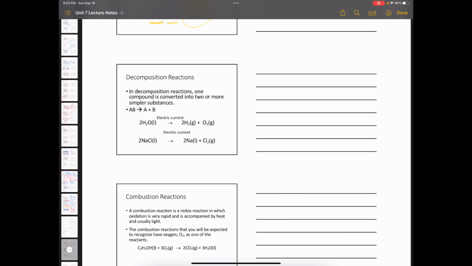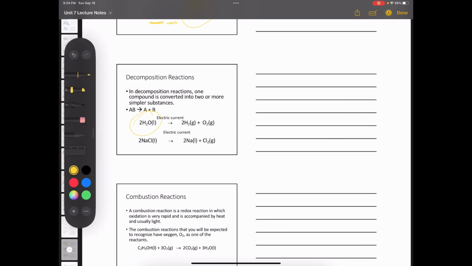Decomposition reaction, it's basically the opposite of combination reaction. When you have one compound, it's converting into two or more simpler substances. So you'll always start with one reactant and you will end up with two or more products. Okay? So for example, when you look at water, with an electric current as a catalyst, you will have two products. So you started with one, and you're ending up with one and one. You have two products.